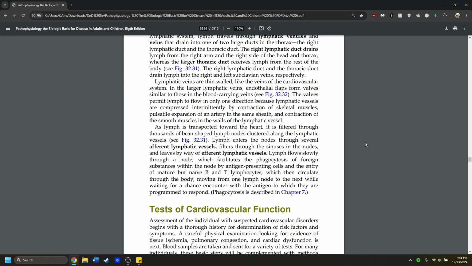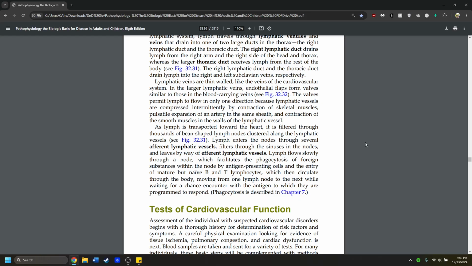pulsatile expansion of an artery in the same sheath, and contraction of the smooth muscle in the walls of the lymphatic vessel. As lymph is transported towards the heart, it is filtered through thousands of bean-shaped lymph nodes clustered along the lymphatic vessel.